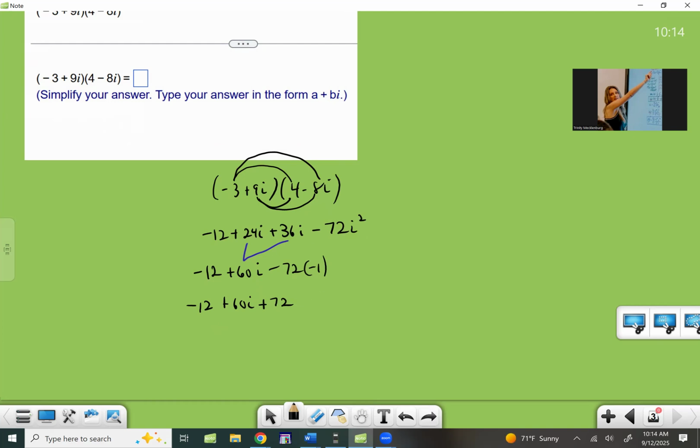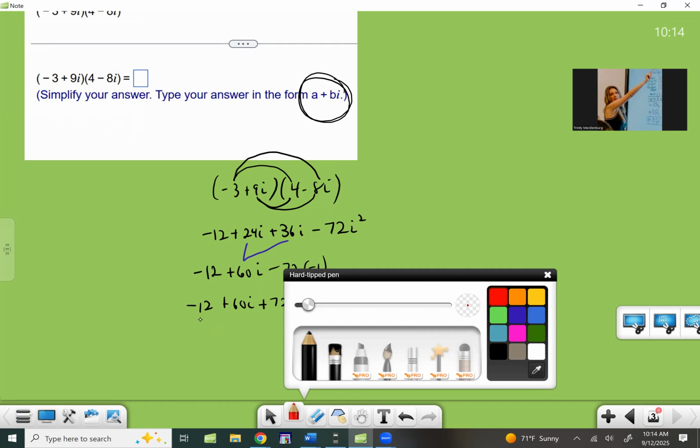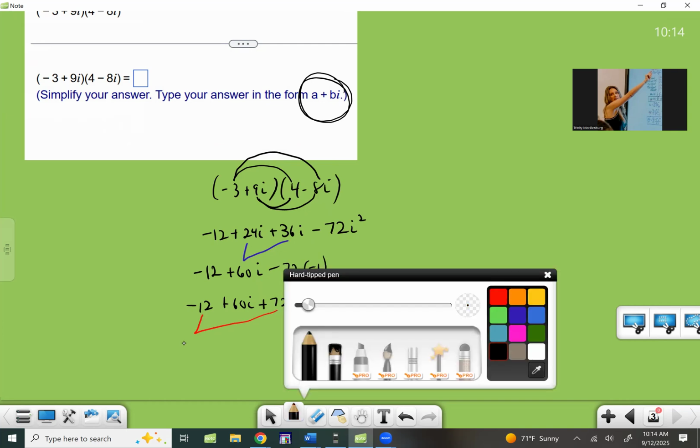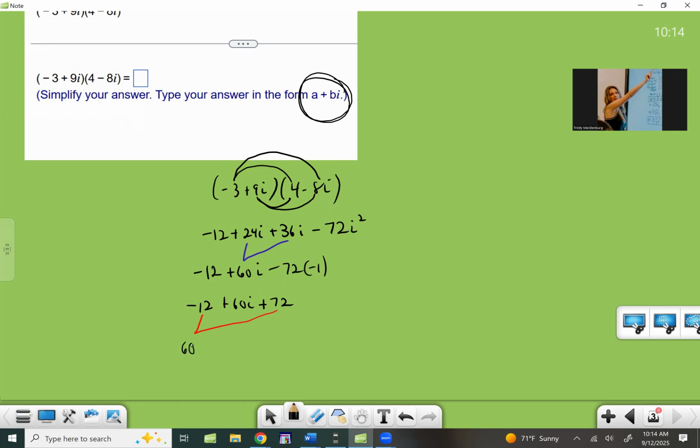and change the sign. All right, now remember, we're trying to get things in a plus bi form. So once again, we're gonna do the real part, constants. Okay, so that's gonna get us negative 12 plus 72, which is 60. And then we'll bring our i down last. So now we're in a plus bi form. So let's go put it in, 60 plus 60i.